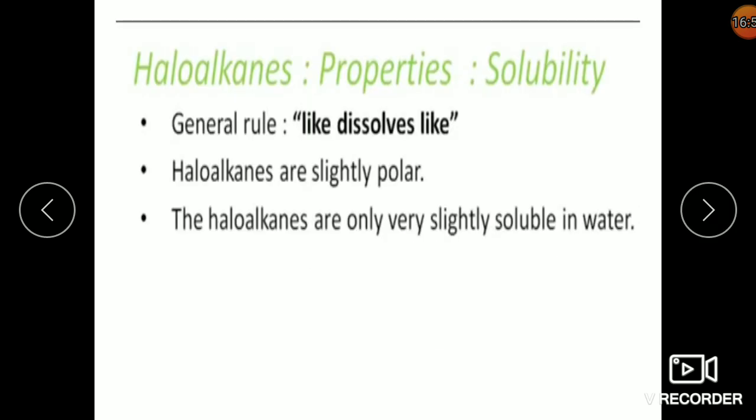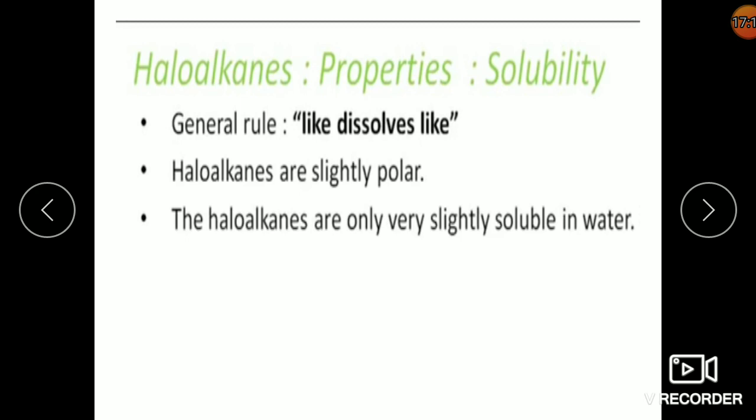Next is your solubility. There is a general rule, we know that like dissolves like. So if you have a polar solute, it will be soluble in a polar solvent, and if you have a non-polar solute, it will be easily soluble in a non-polar solvent. Now what about the solubility of haloalkanes? Just now in the beginning of this topic we have studied that haloalkanes are polar in nature due to the polar C-X bond present in them.